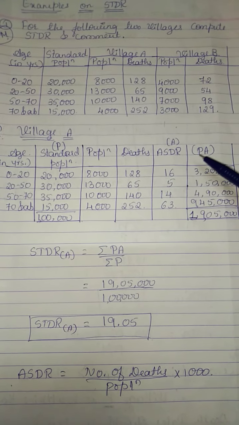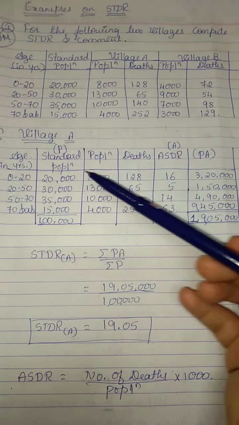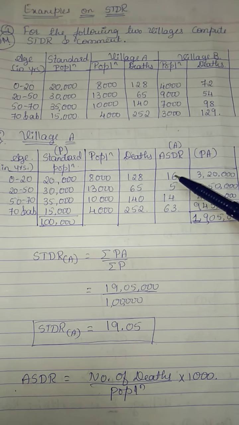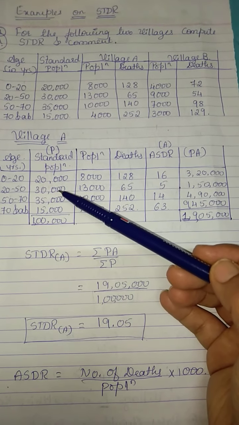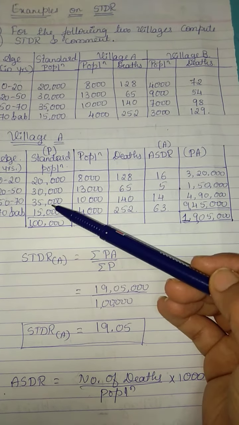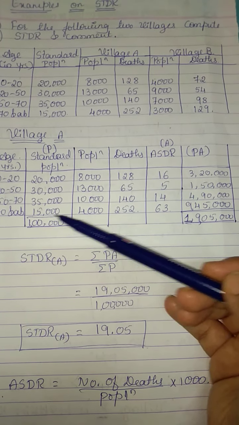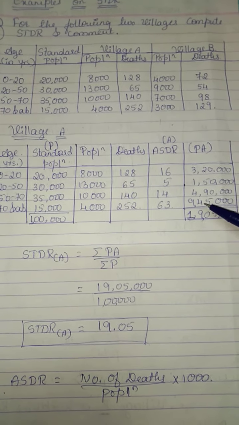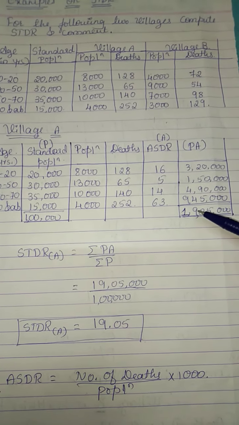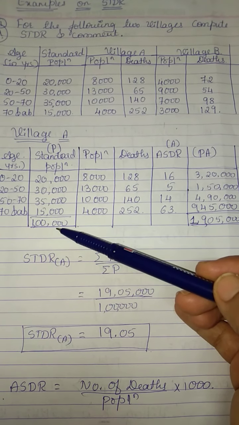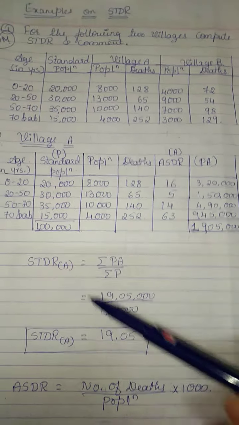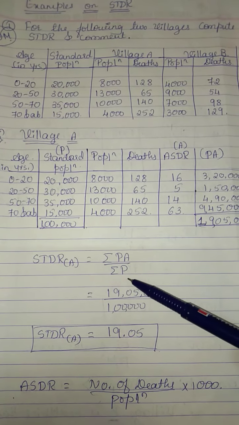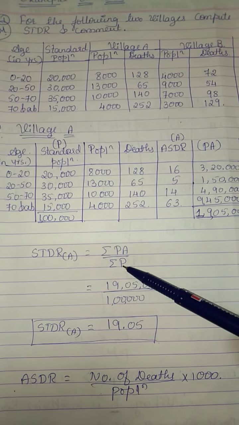Next column is P into A. You're supposed to multiply this and this. 20,000 into 16, 30,000 into 5, 35,000 into 14, 15,000 into 63. Multiply and write the numbers here. Get the total of this and get the total of standard population. So we are supposed to find out STDR now. STDR is equal to summation PA by summation P. P is standard population again.